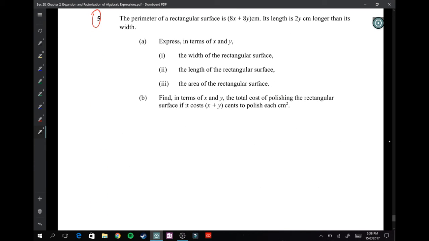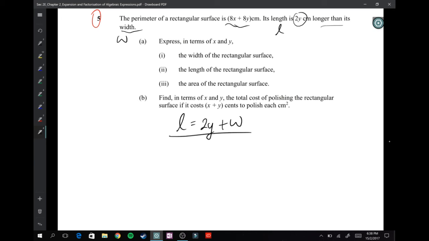Now, the perimeter of a rectangular surface is 8x plus 8y. Its length is 2y cm longer than its width. So we call the length L and the width W. The length is 2y cm longer than its width, so it's 2y plus W, right? The perimeter of a rectangular surface is 8x plus 8y.